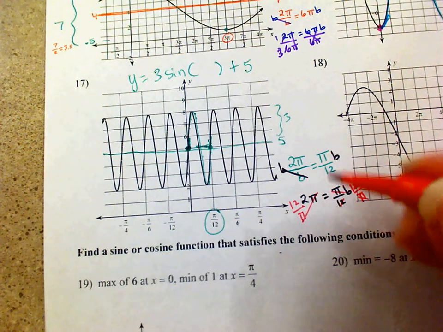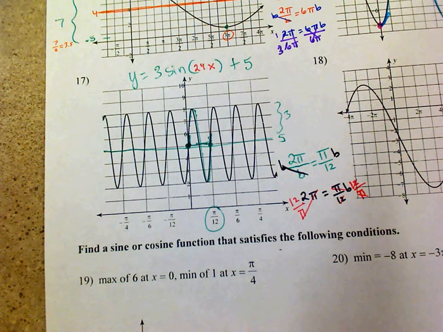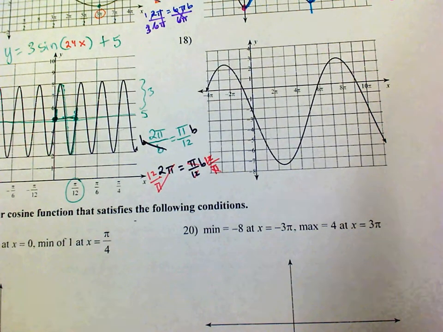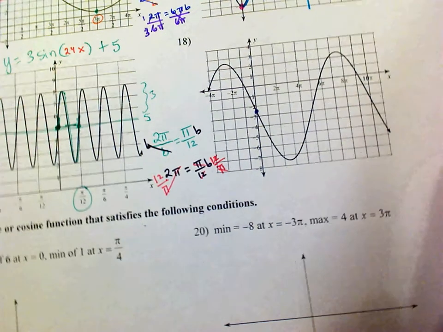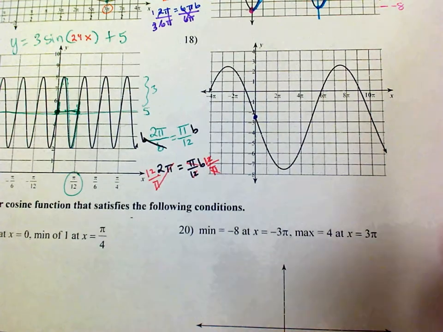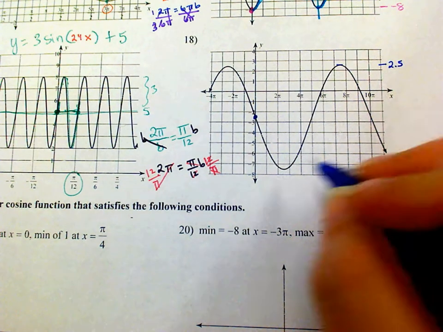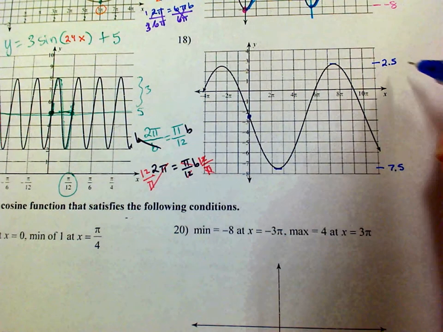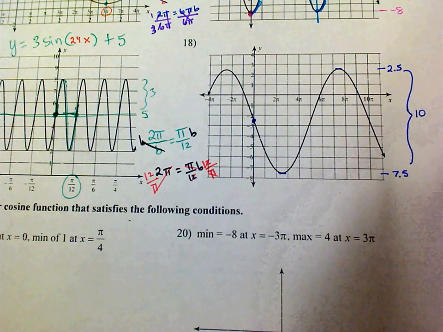Okay, on number 18, like I said, sketch a point where it hits the y-axis, and that looks like it hits at 2.5, or negative 2.5. And if I want to be sure about that, then I look at the max, and the max looks like it's at 2.5. The min looks like it's at negative 7.5. And if you find the distance between them, you get 10. And half of 10 is 5.